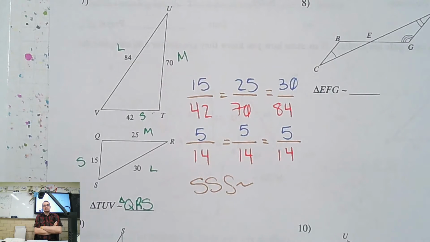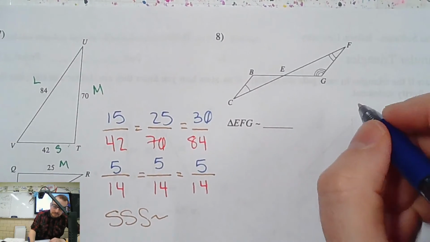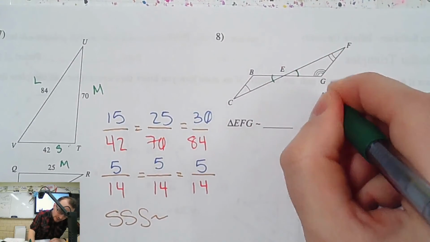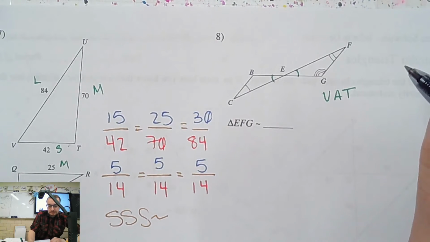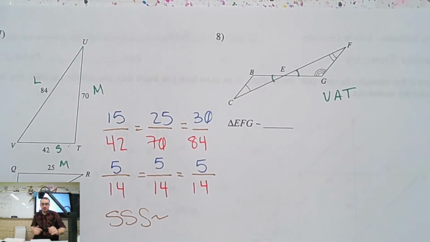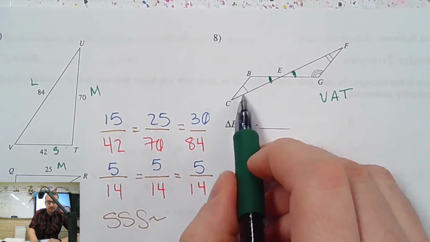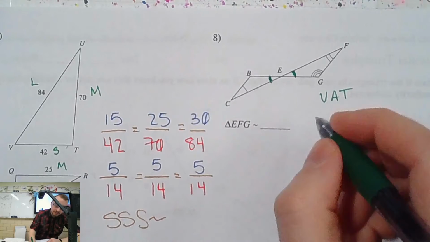Okay, 8. Did they give us any sides? Nope. So it's going to be an angle, right? We've got scissors here and here. That's vertical angles theorem, right? That's right. But do we have 2 matching angles? I should clarify that these are green, not necessarily single bar, right? Nope, we only have 1 pair, so not enough.